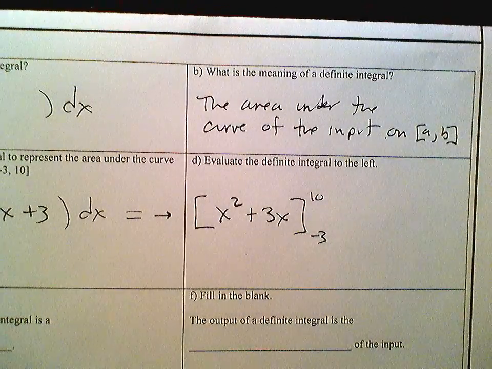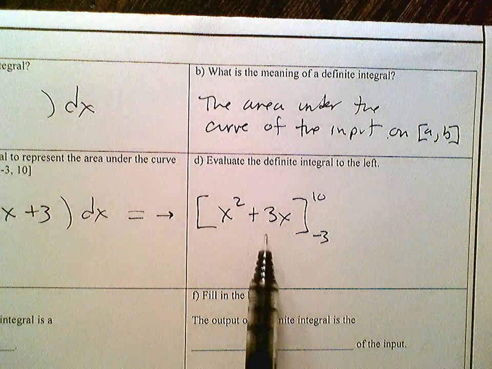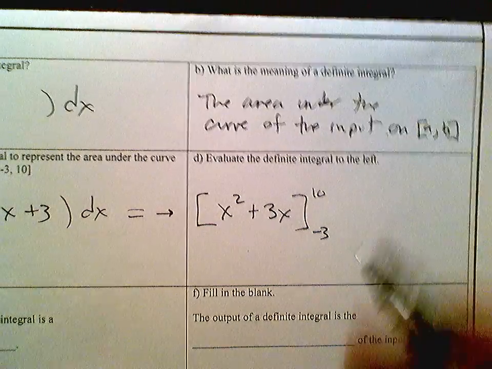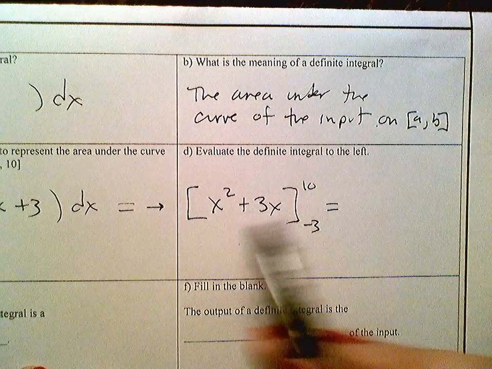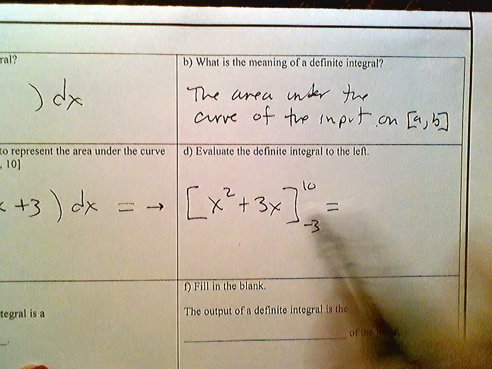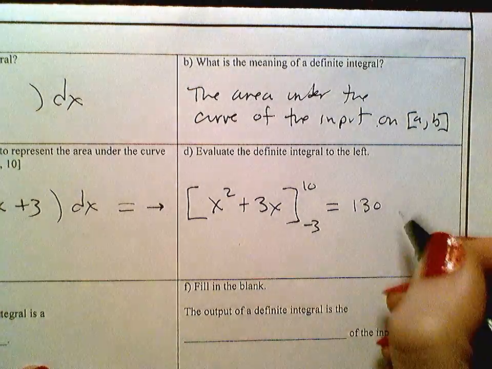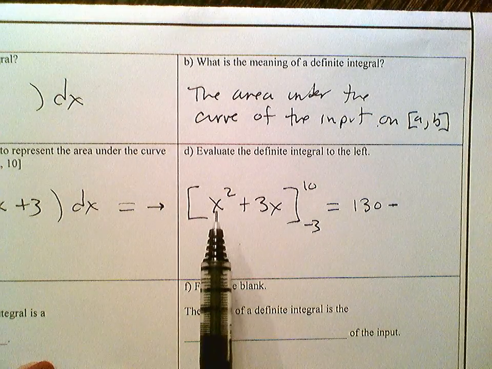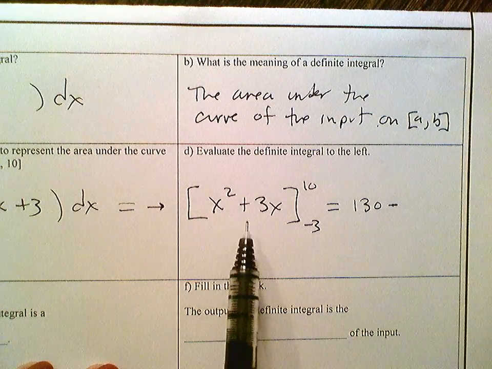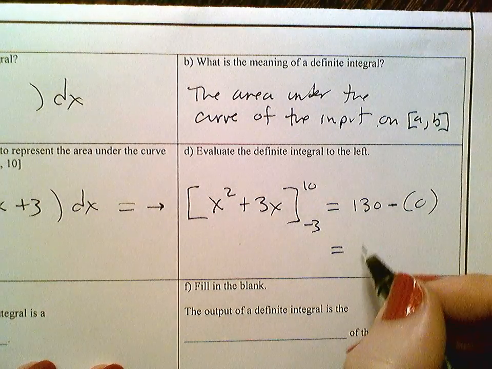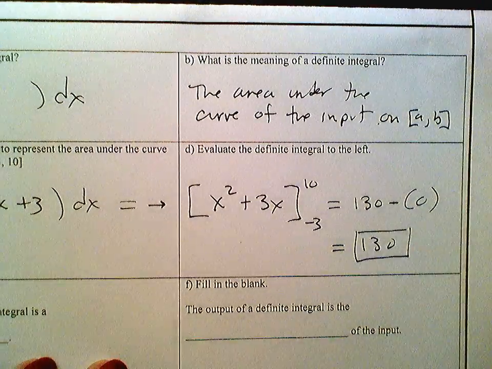Now this is like an intermediate step. What this step does is it gets us ready to actually do the computation that gives us the area under the curve. The way we do it is first we plug 10 into the antiderivative, so we get 100 plus 30, so 130 when you plug in 10. And then you subtract what you get when you plug in the lower limit. If you plug in -3, you get 9 plus -9, you just get 0. And then you get 130. So that is the area under the curve.